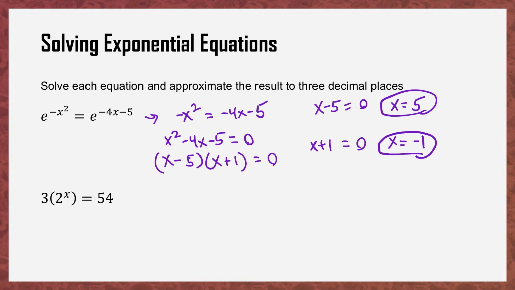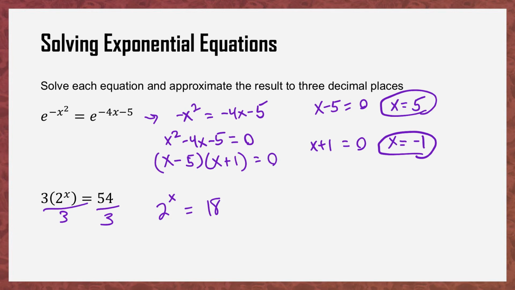Okay, 3 times 2 to the x equals 54. Now, this is actually a pretty easy question with just one extra number written in there, the 3 in front. So let's just move that over to the other side. It's being multiplied by 2 to the x, so if you just divide both sides by 3, that should make this a little bit simpler. So 2 to the x equals 54 divided by 3, which is 18.